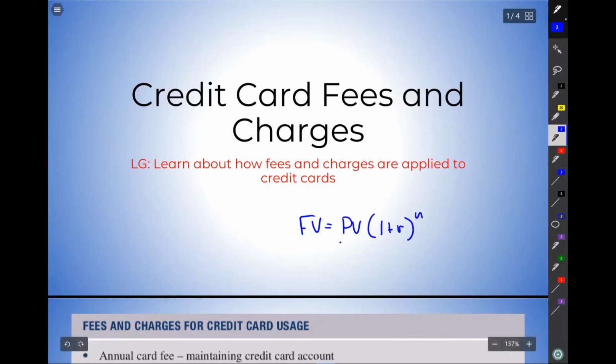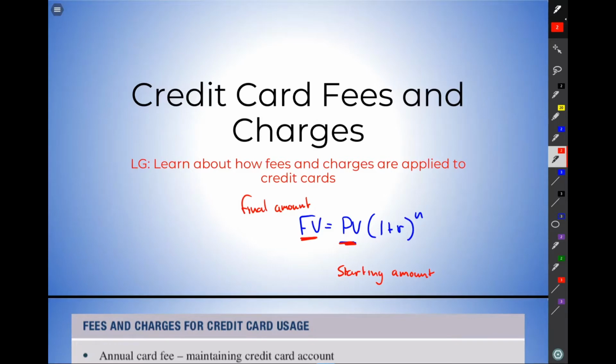where PV is the starting amount. FV is the final amount. PV and FV are written like this because they stand for present value and final value. R over here is the interest rate. And N is the time periods.